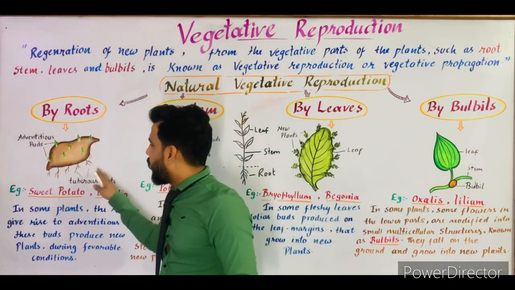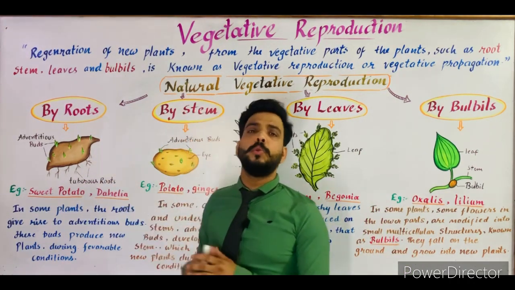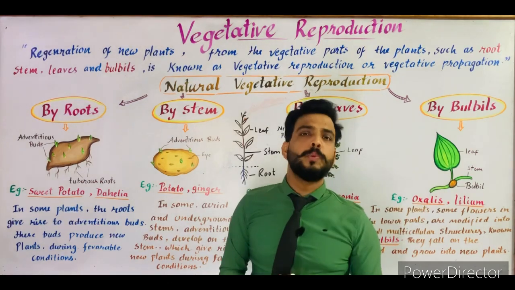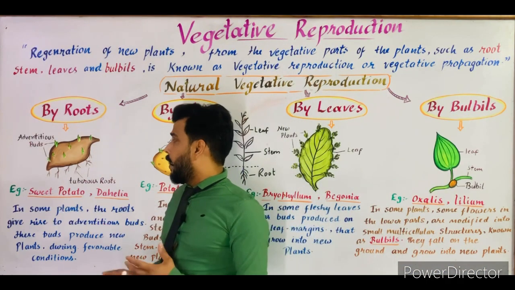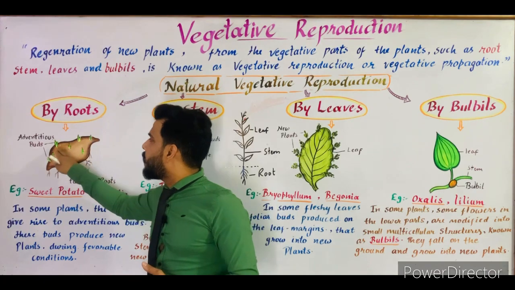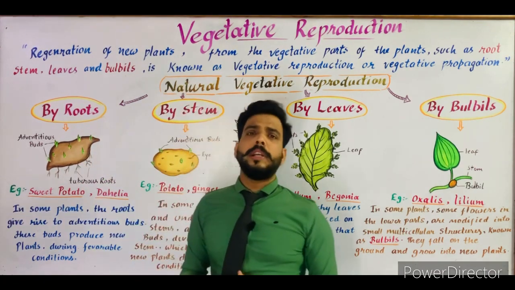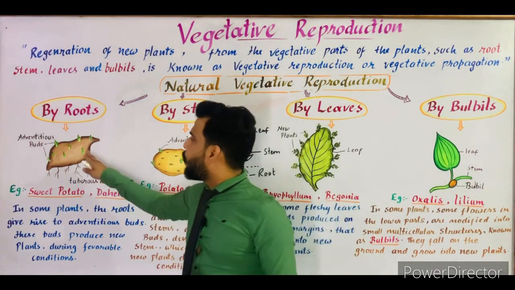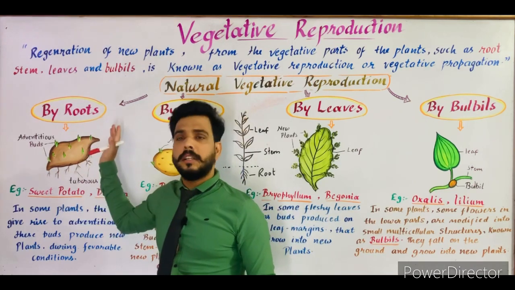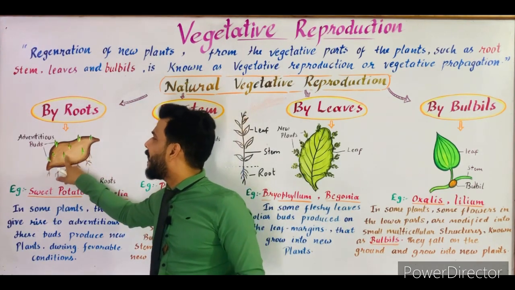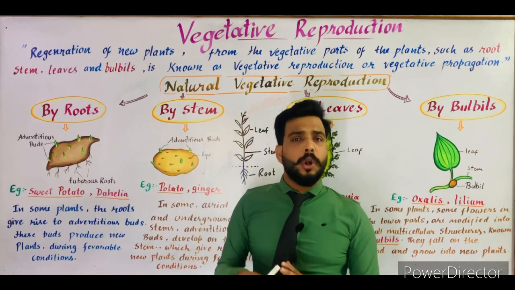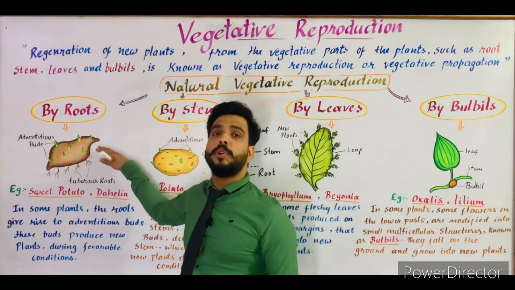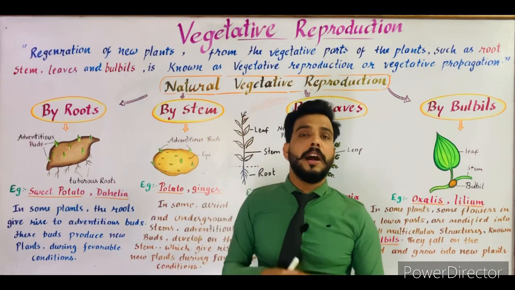As you can see in the diagram, it is the tuberous root of sweet potato. Sweet potato is a plant, and this is its root, which is fleshy and tuberous. This root consists of numerous adventitious buds. During the growth of this tuber, numerous roots develop on the root and numerous adventitious buds develop on the root, and these adventitious or vegetative buds give rise to a new plant during favorable conditions after germination.